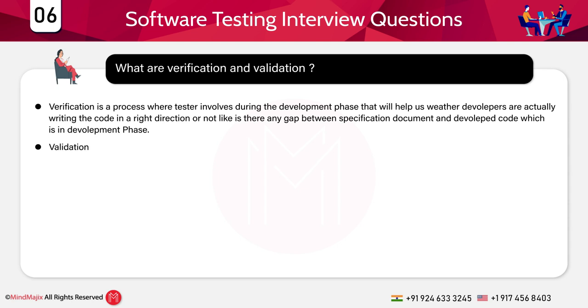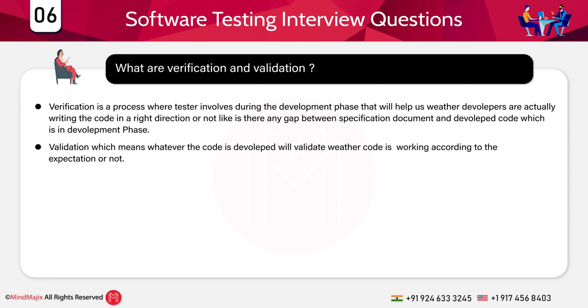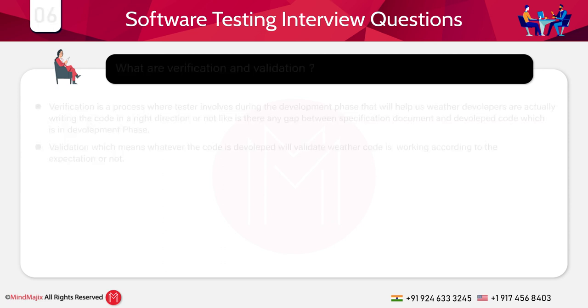Then validation is nothing but, whatever code is developed, we validate whether that code is working according to the expectation or not. So basically, the tester's job involves two different cases. One is during the development phase, and the other is after the development phase. Verification is during the development phase, validation is post development phase.